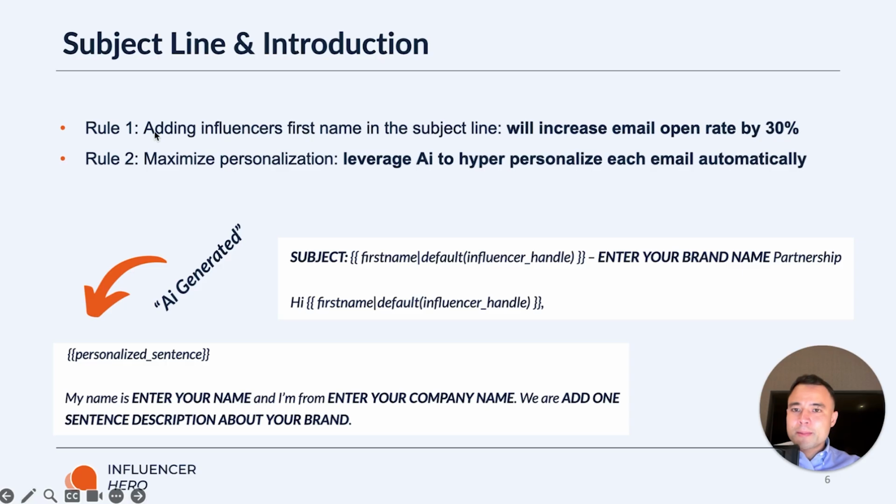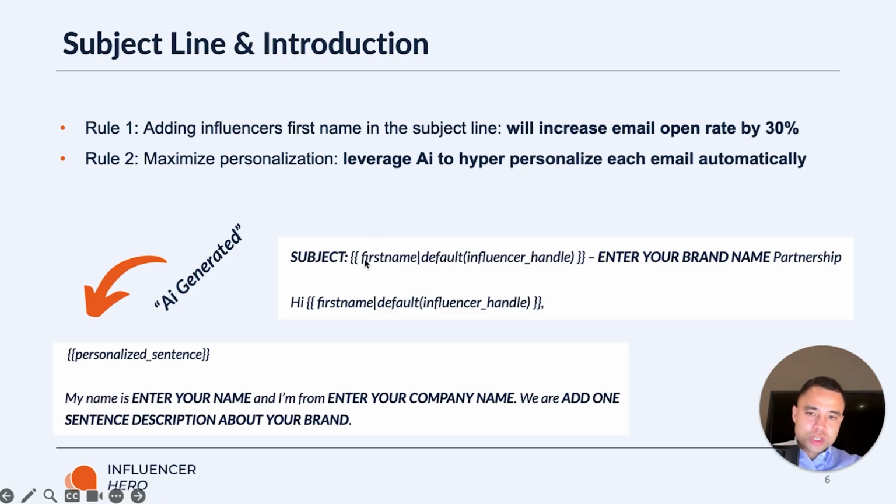So rule 1, adding the influencer's first name into the subject line. Just by doing this, it will increase your open rates by around 30%, okay? Because the inbox is full, especially, right, influencers, they get a lot of emails, and you need to stand out. And just by having the first name in the subject line at the beginning, it captures their attention, and we have seen significantly higher open rates and, because of that, response rates, right? So that's something we highly recommend.